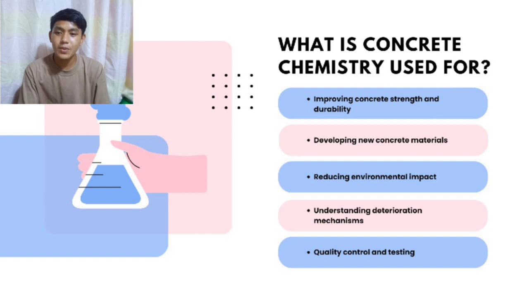Concrete chemistry has a wide range of practical applications in the field of construction and civil engineering. Some of the ways in which concrete chemistry is used include improving concrete strength and durability.